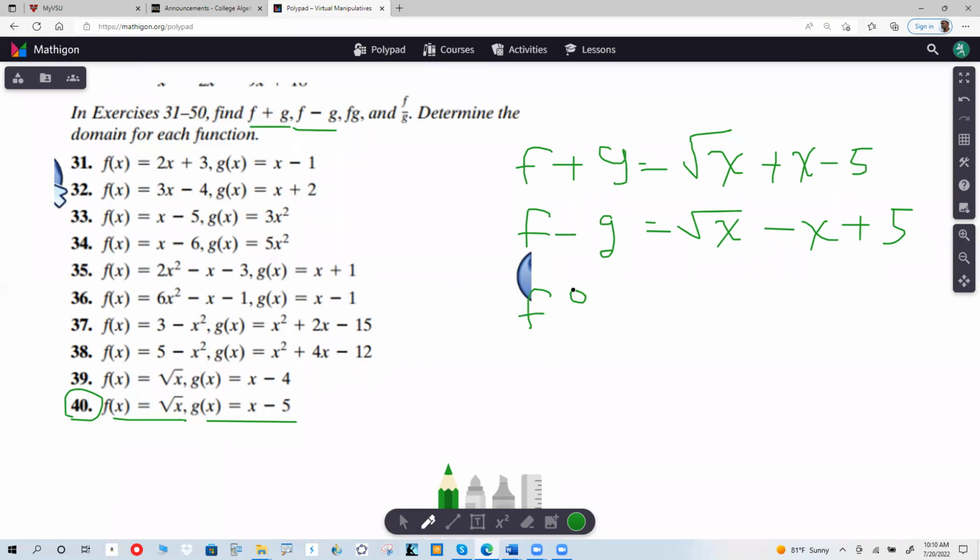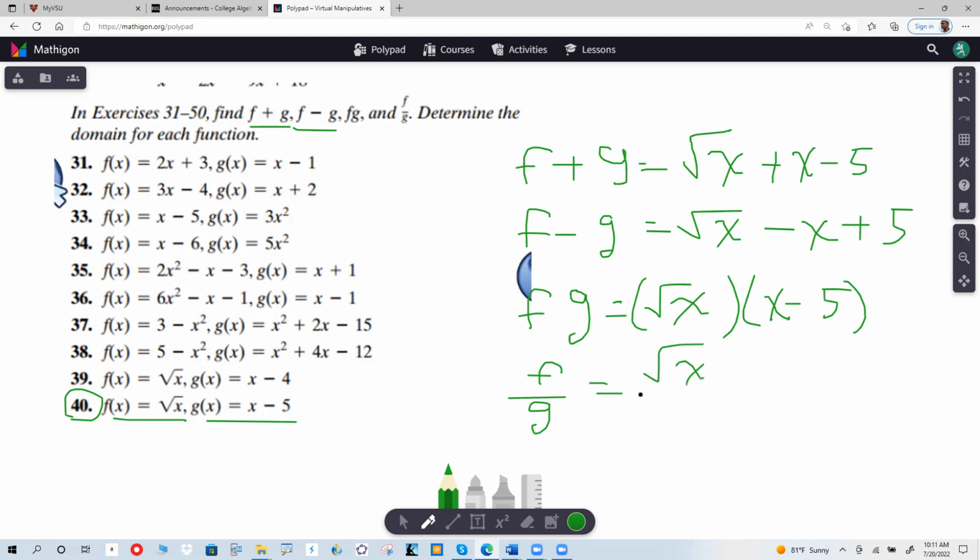f times g, you multiply everything, and you can just do it like this. And f over g, you take your f and you divide it by g, done. And you can write that g is not equal to 0. You can write it on the side if you want to be nice and professional.